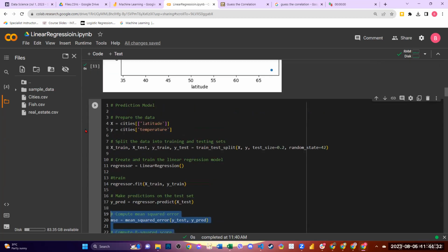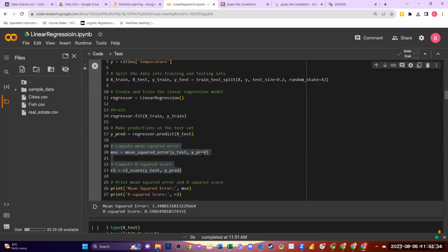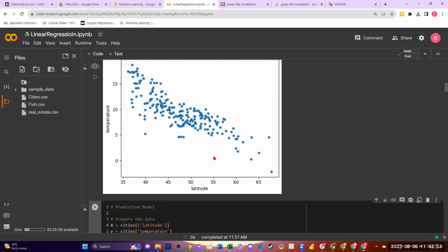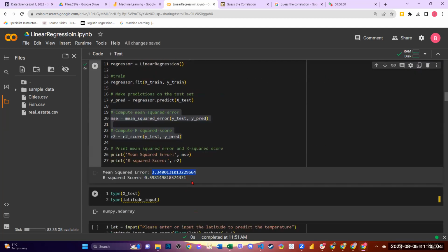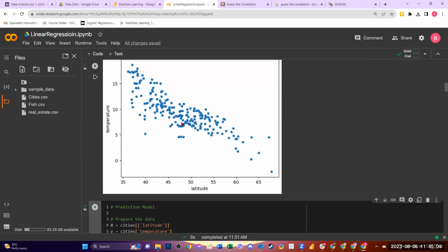Now let's run the model. Now we get 59% for our R squared. So meaning the confidence of our prediction is around 59%. And then it's 3.34 for our mean square error. So meaning this graph is just 59.81 for our R squared.